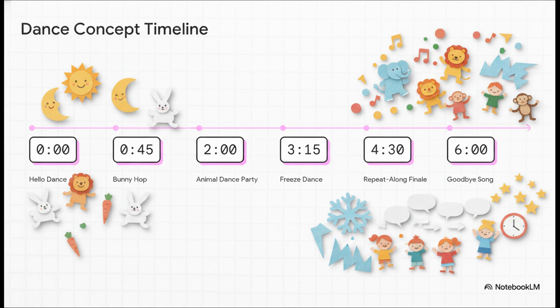This timeline brilliantly maps out a literal 7-minute chronological journey of toddler engagement. Just notice how meticulously it's structured. At 0 minutes, we've got the hello dance. Then, at the 45-second mark, we shift to the bunny hop. By 2 minutes, we escalate into the animal dance party, and then hit a sudden freeze dance at 3:15. We transition to a repeat-along finale at 4:30, and perfectly close out with a goodbye song right at the 6-minute mark. It is a precisely calibrated timeline designed to manage attention spans perfectly.